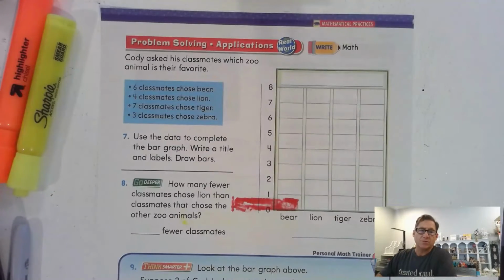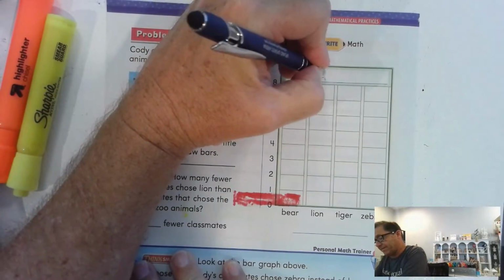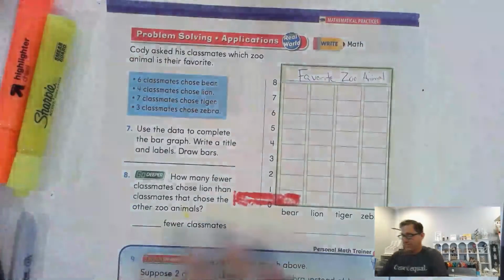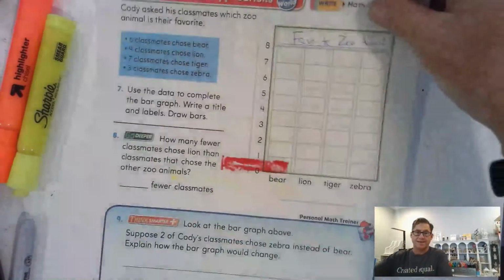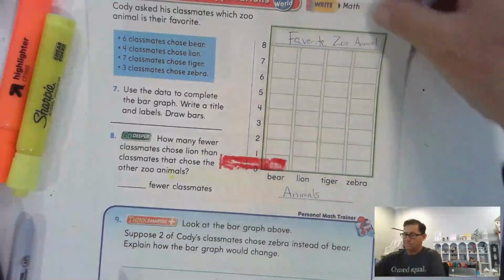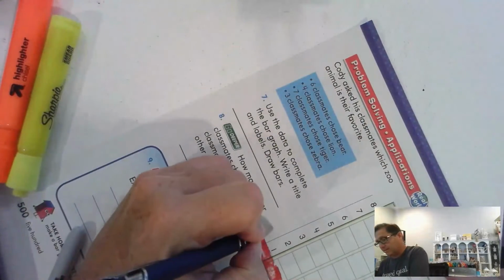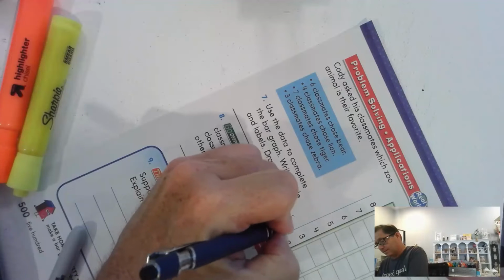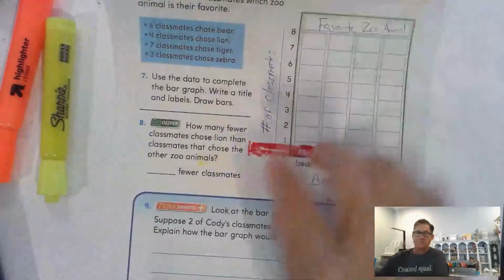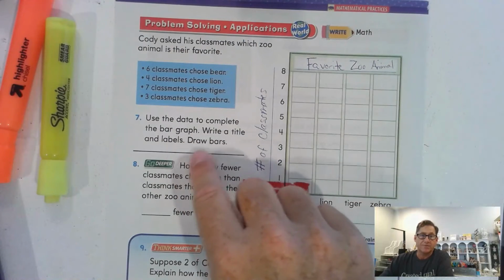So Cody asked his classmates which zoo animal is their favorite. Okay, that would be our title, right? Favorite zoo animal. And then we have 4 things along the bottom: bear, lion, tiger, zebra. So animals. And then my other label would be number of classmates. So use the data to complete the bar graph, write a title and labels, and draw the bars.